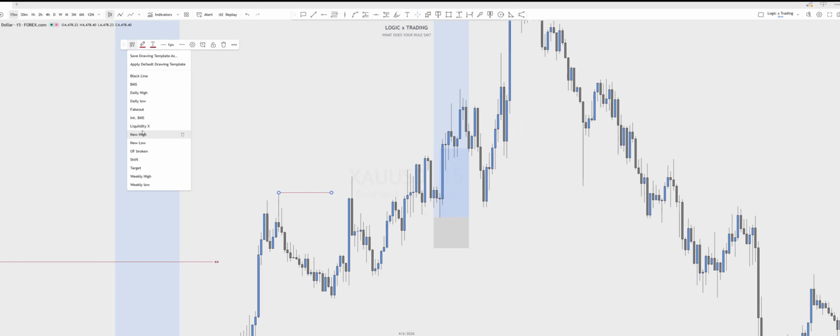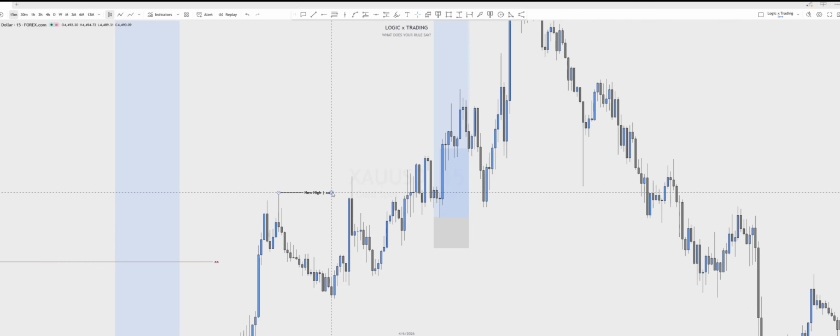Now this is both a liquidity grab and a new high. It's both ways. So I'll just put a new high, and I'll put, yeah, it's both liquidity and it's also a new high. Now from here we have this. So this is the zone.